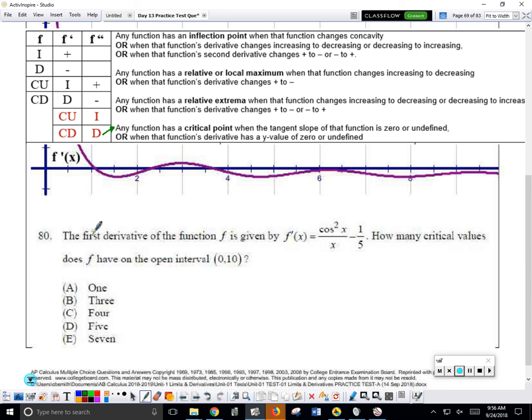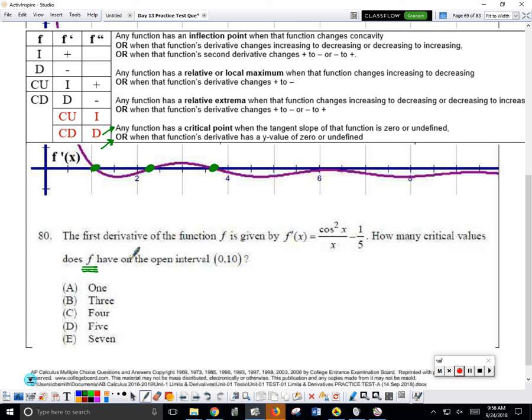So in this problem, any function is f, because the question says how many critical values does f have? Any function has a critical point when the tangent slope of that function is 0. Well, I don't see f, so I can't see the tangent slopes of f. Oh, but wait a minute. The y-coordinates of f prime are the tangent slopes of f. So if I identify where f prime has y values of 0, that will be exactly the same place where f has a critical point.